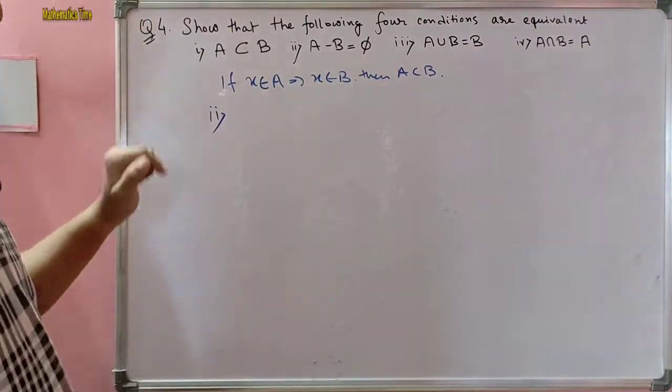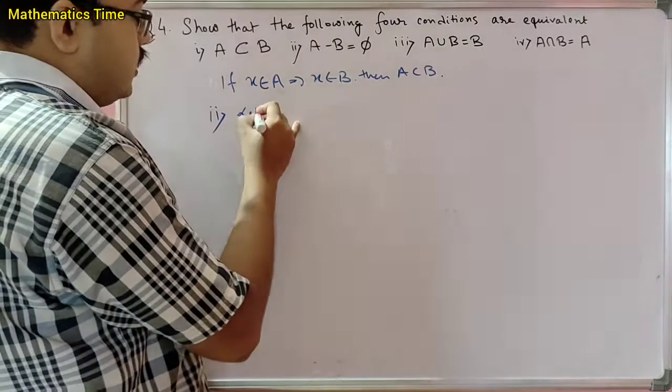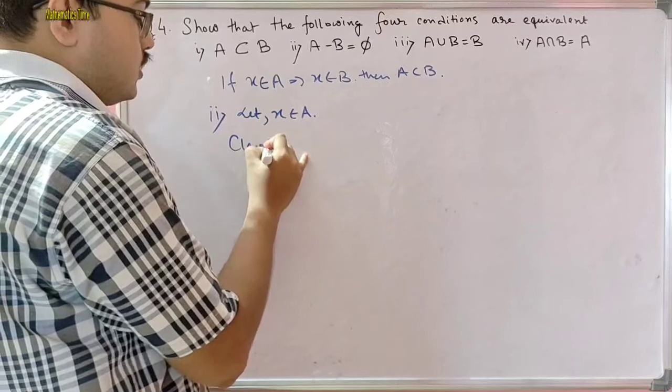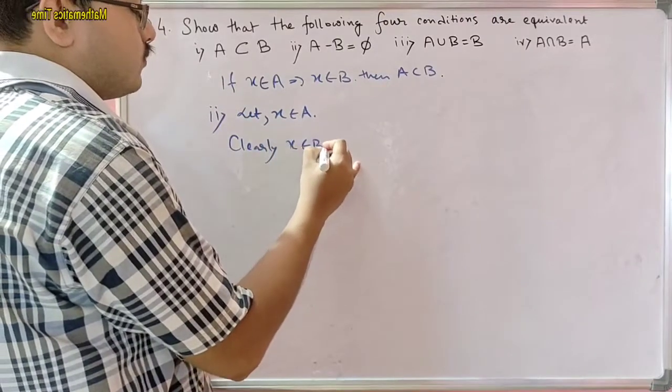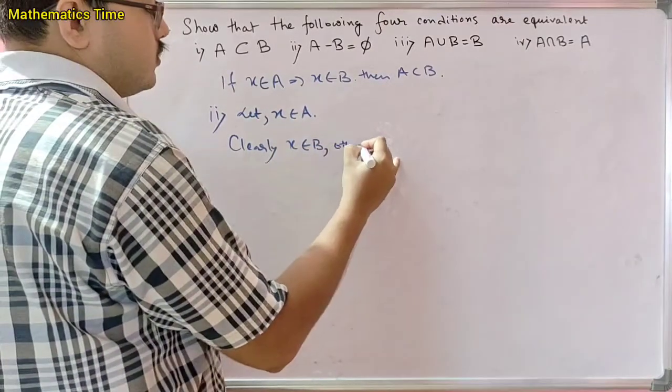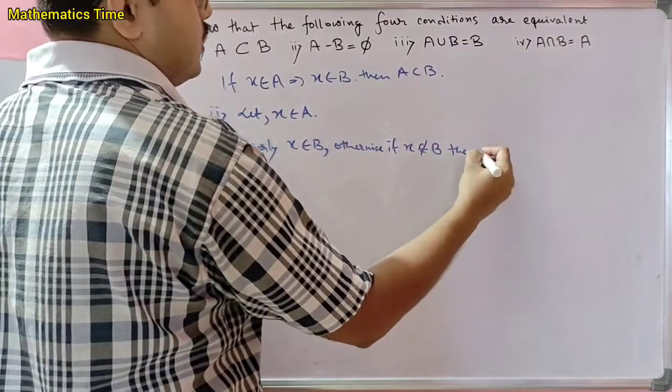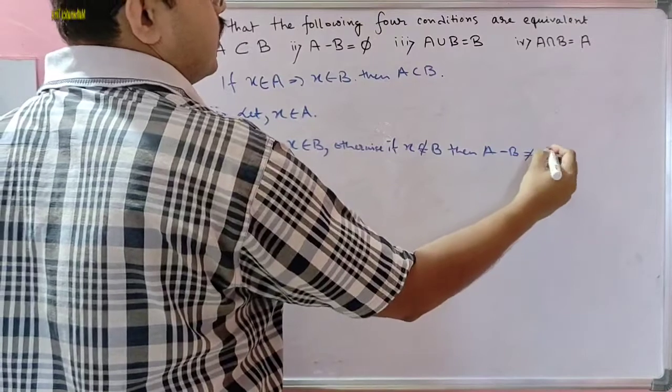Okay, so here what we say, let x belong to A. So we can say clearly x belongs to B. Why? Otherwise, if x does not belong to B, then A minus B is not equal to the null set.